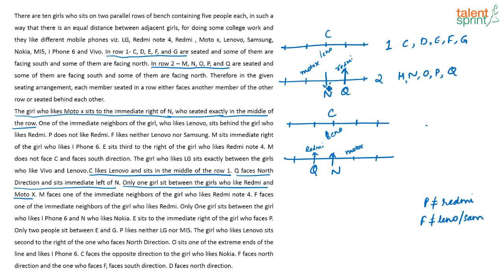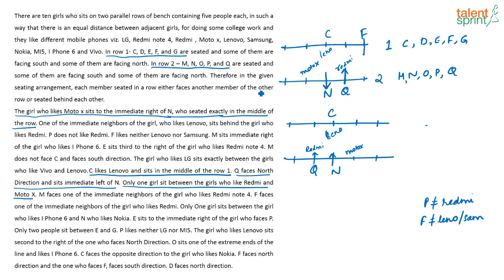So F is facing one of the immediate neighbors, means either F has to be here or F has to be here. So F is facing one of the immediate neighbors of the girl who likes Redmi. So this has to be F in this case, okay? And F is facing one of the immediate neighbors of the girl who likes Redmi. Okay, this has to be F, correct?